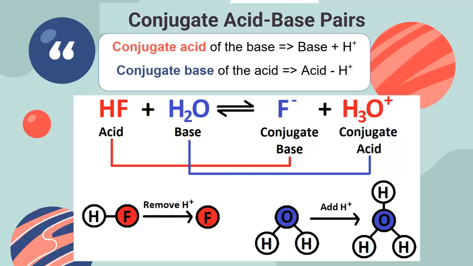Conjugate acid-base pairs. So when you have a reaction and you put an acid and a base together, on the other side of the reaction, you end up with the conjugate base and the conjugate acid. In this case, the HF is our acid, and once the H plus is removed, so remember acids are donors, then you're left with F with a -1 charge, which is your conjugate base. That means that H2O is our base, and once it accepts a proton, so bases are proton acceptors, then you get your conjugate acid, which is the H3O plus.